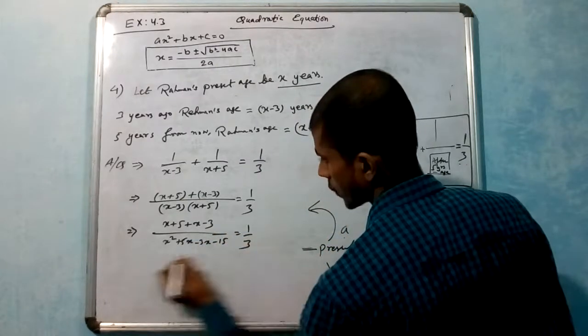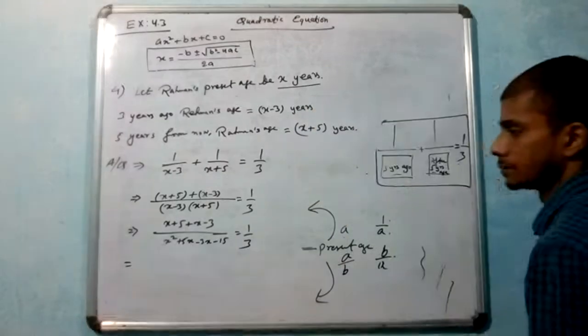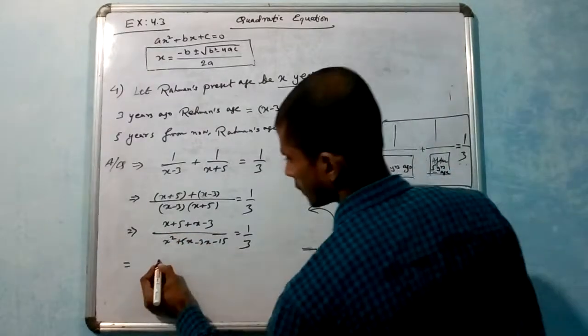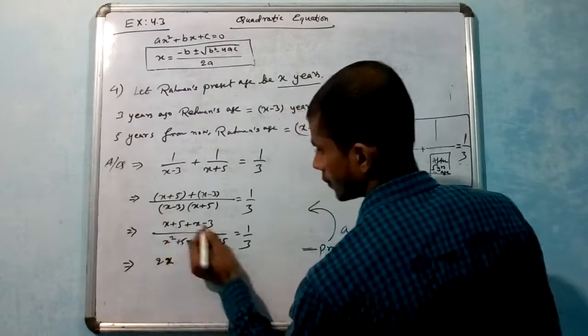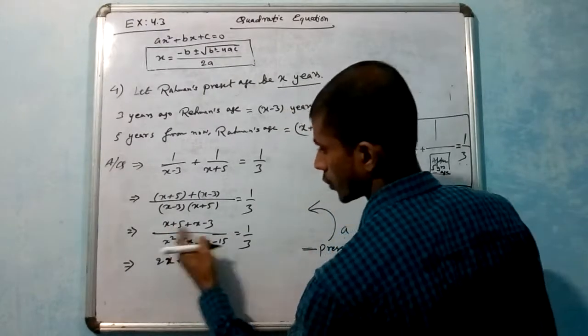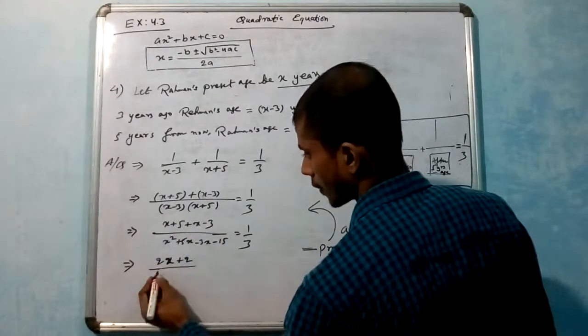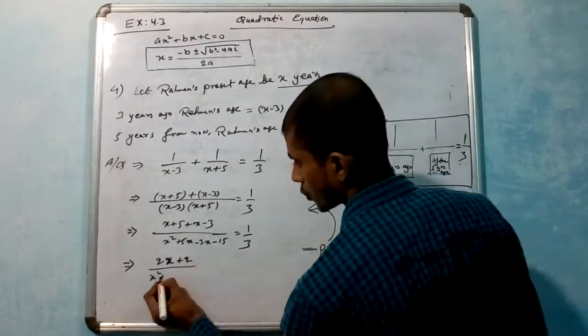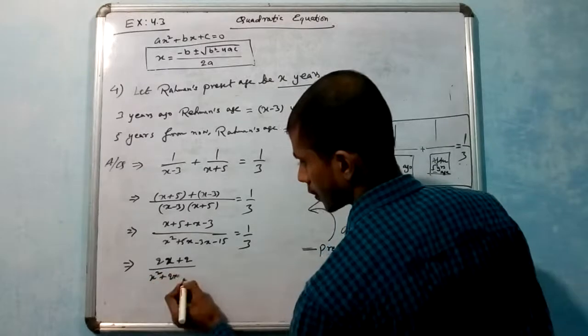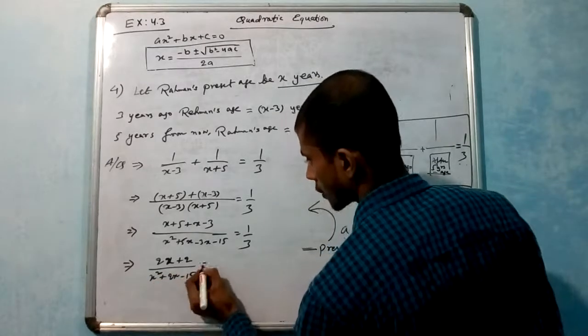Okay. So how much will we get next? 2x plus 2, 2x plus 2 by x square plus 2x minus 15 is equal to 1 by 3. No?